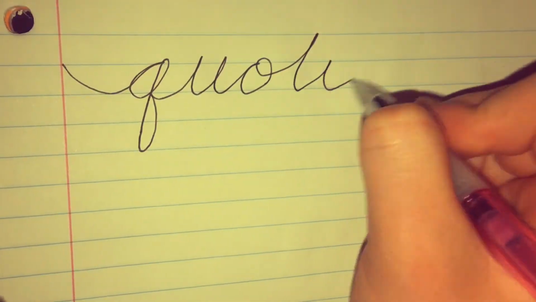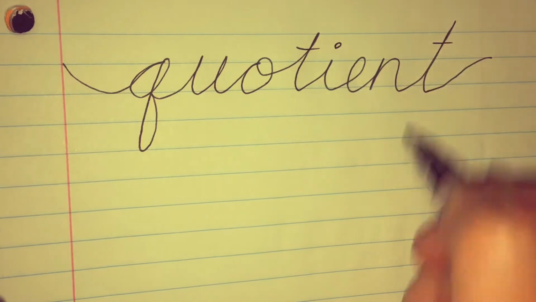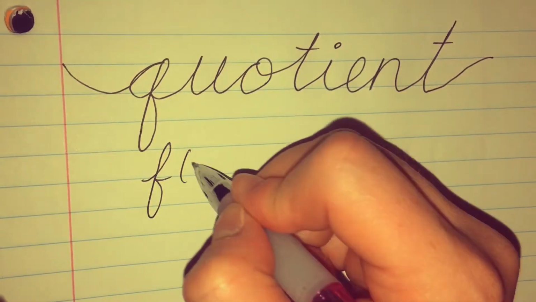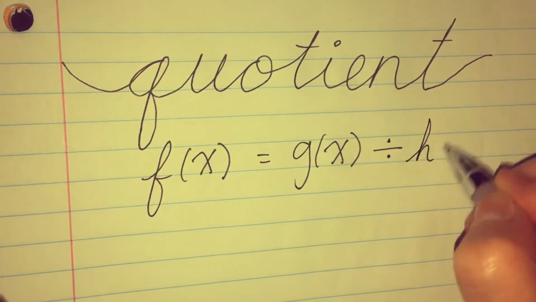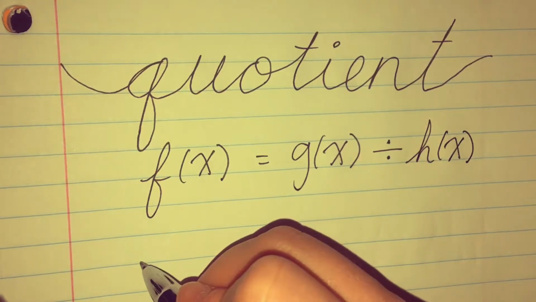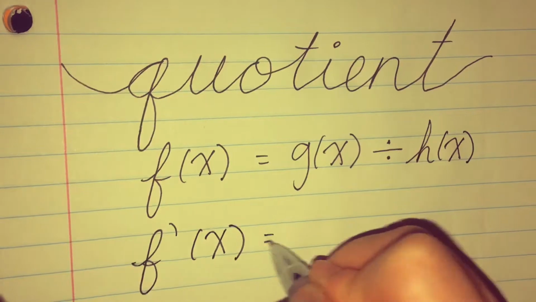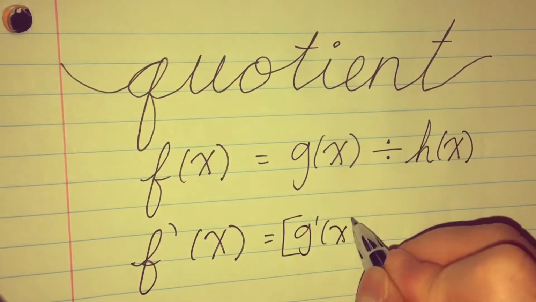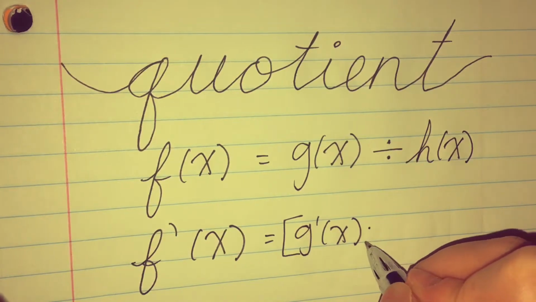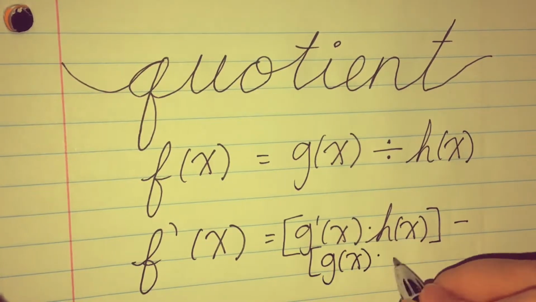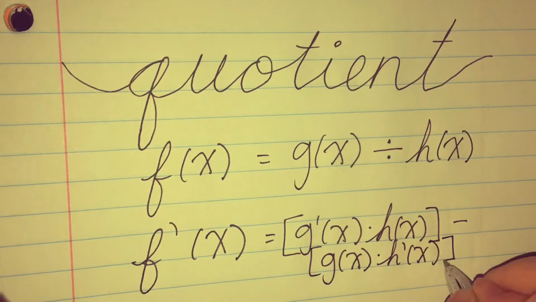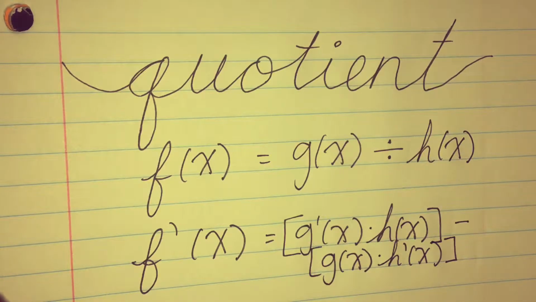The quotient rule. If you have a function f of x equals g of x divided by h of x, then the derivative of that function is f prime of x equals g prime of x times h of x minus g of x times h prime of x all over h of x squared.